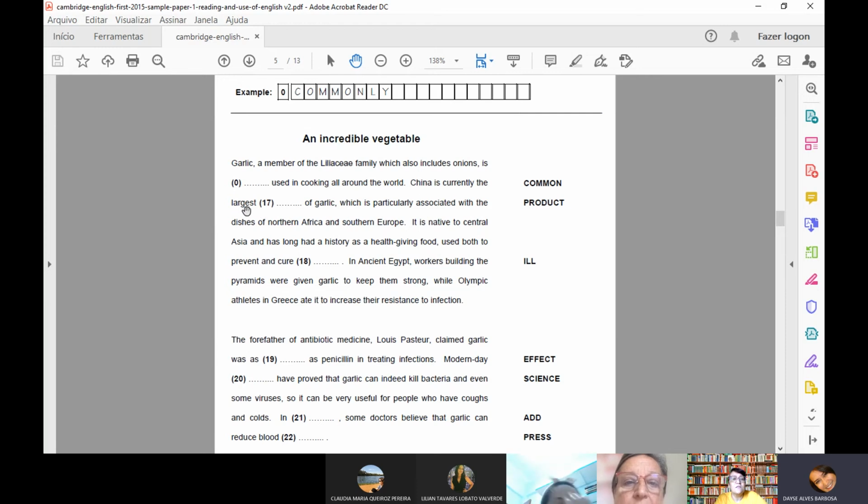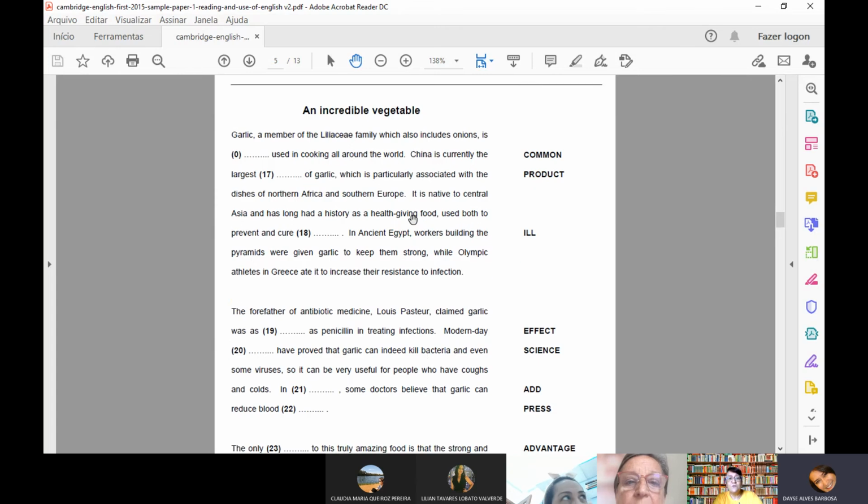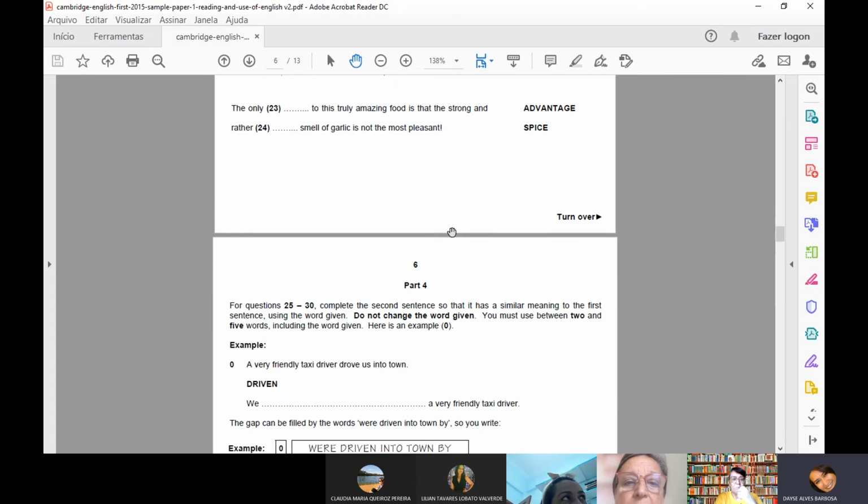And you have to do the same in relation to the other. China is currently the largest of garlic. Is the largest what? So China produces garlic, but they don't want the verb produces here. They want a word connected with product. So the one that produces garlic is the producer. So you transform product into producer. And you have to do the same up to the end.